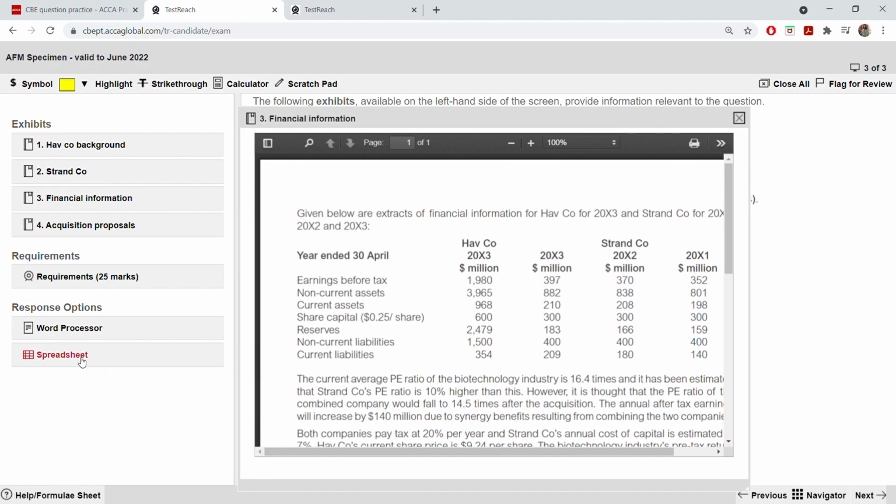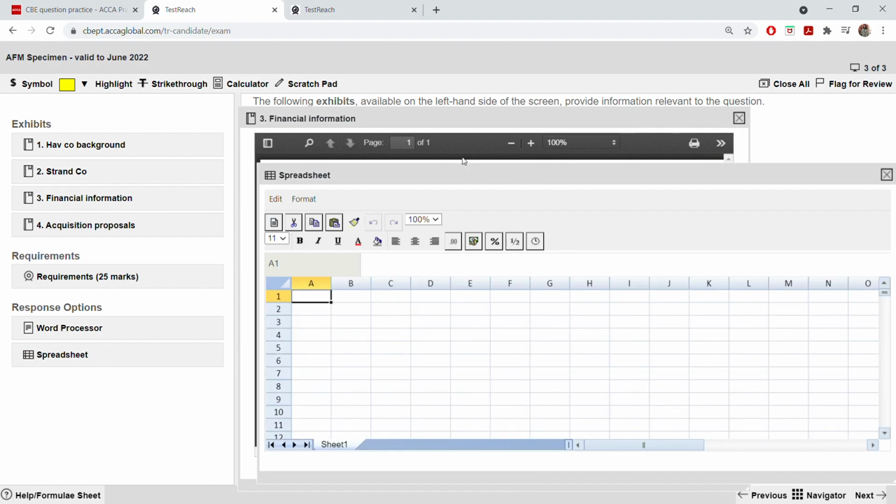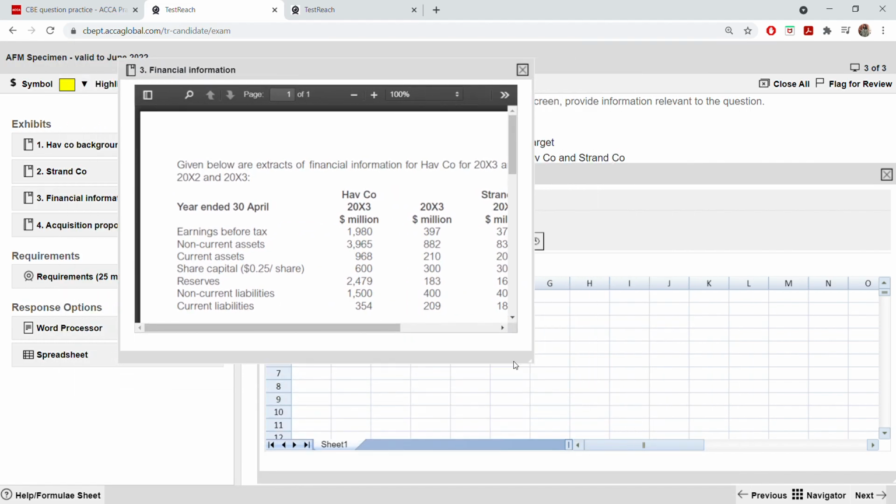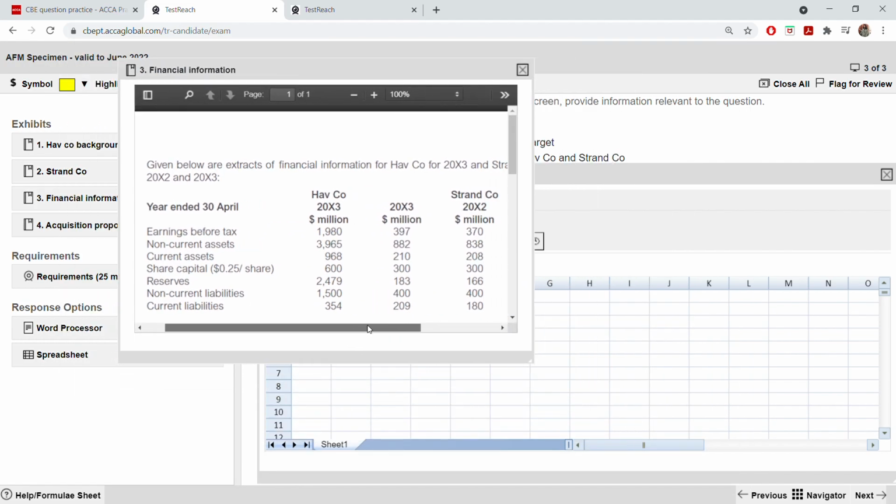So let's start with the spreadsheet. I'm going to keep this in front of me. I can make this small.